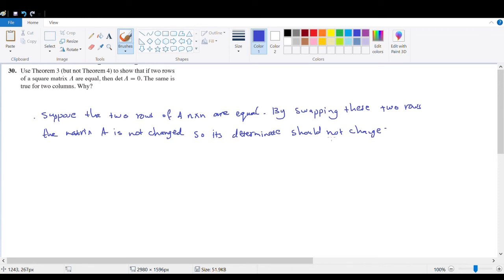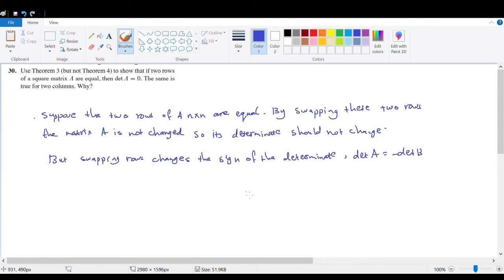And we know that swapping two rows changes the sign of the determinant. That means the determinant of A is equal to minus the determinant of A. But this is not the case in our matrix. This is only possible if the determinant is equal to 0, because 0 will not change the sign. So this is only possible if the determinant of A is equal to 0, and we prove this.